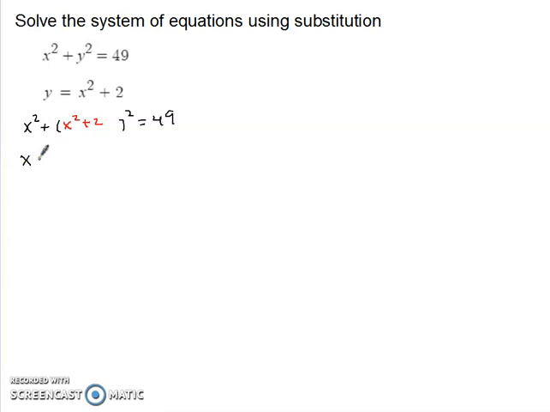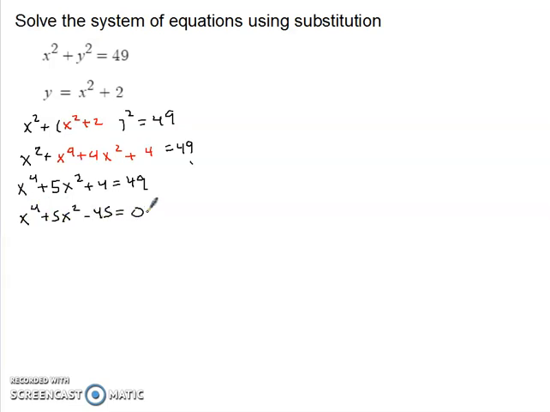I can then simplify that x squared plus 2 all squared by multiplying, and I will get x to the 4th plus 4x to the 2nd plus 4, and that's going to be equal to 49. Then I combine like terms, so x to the 4th plus 5x squared plus 4 is equal to 49. And then since we are going to need to factor, I'm going to subtract my 49 from both sides so that I have 0 on one side, and I get minus 45 is equal to 0.